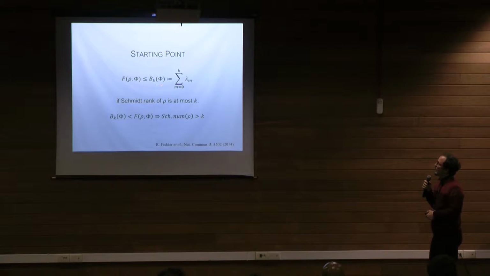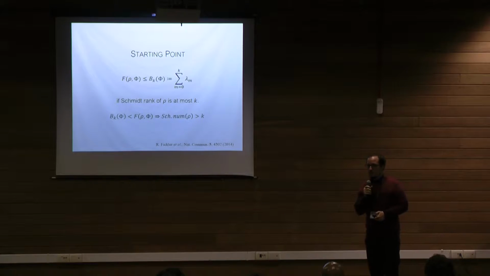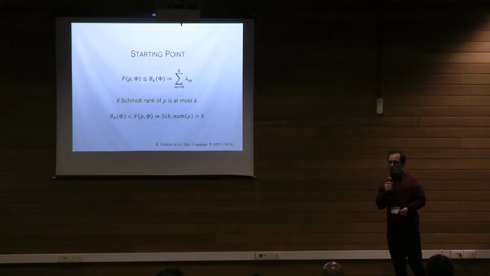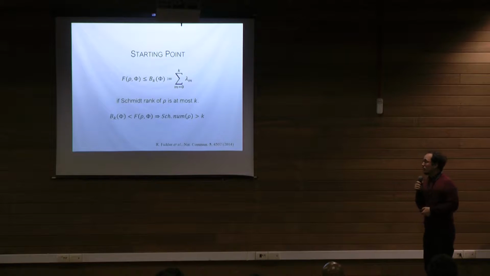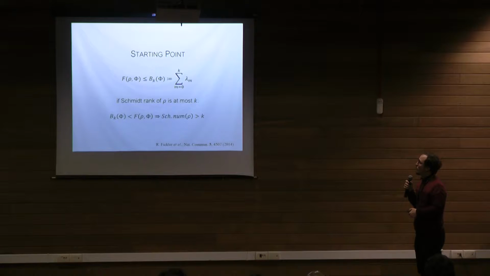So we define these numbers, b_k of a target state, which are simply sums of the k largest eigenvalues in this Schmidt basis, right? So you take your state, bring it to the Schmidt basis, in which it has the nice form I showed you before, and simply for given k, starting from 1 to d, you sum these eigenvalues. And what this claim says is that if the Schmidt rank of your experimental state rho is smaller than k, then necessarily its fidelity to the target needs to be smaller than this sum.